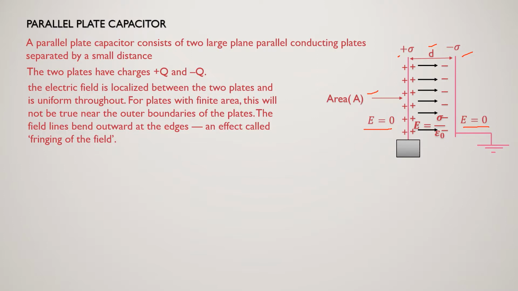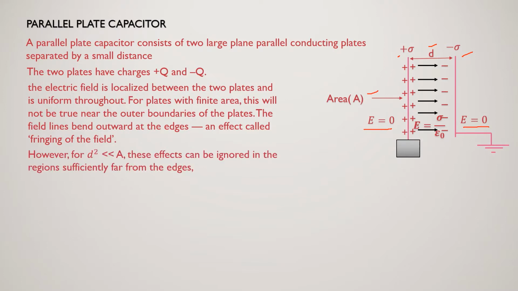The electric field near the outer boundaries of the plates bends, field lines bend, and it will not be uniform. And this effect is called fringing of the field. But when the distance between the plates is very small as compared to the area, then this effect can be ignored. We assume that the electric field inside the capacitor is uniform.